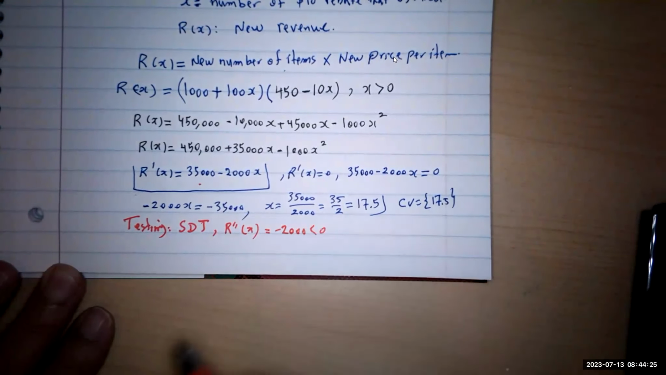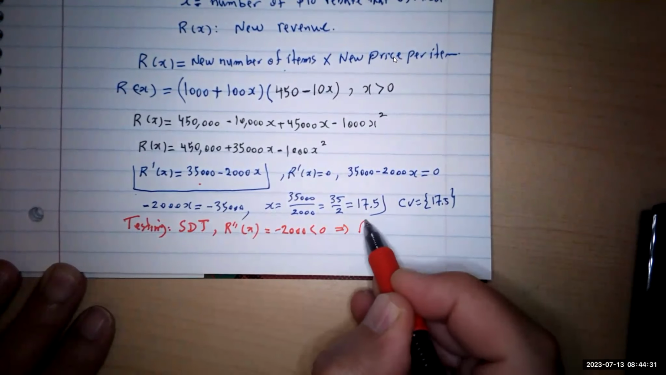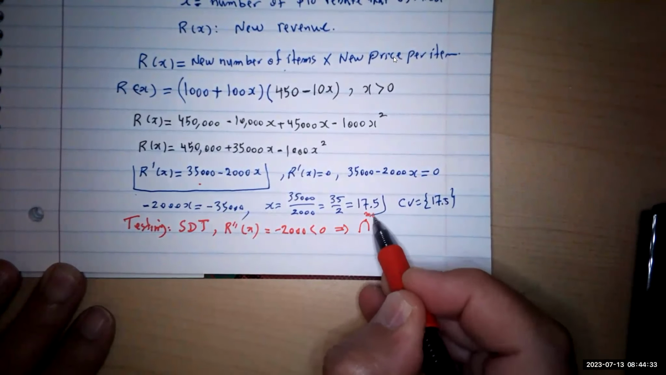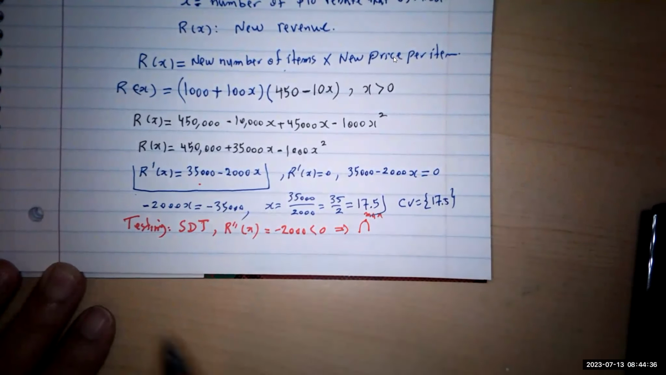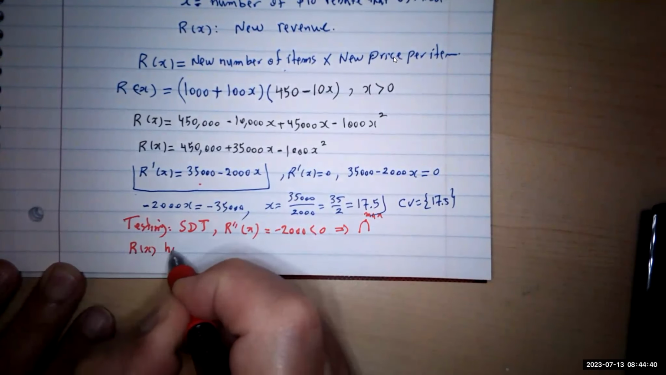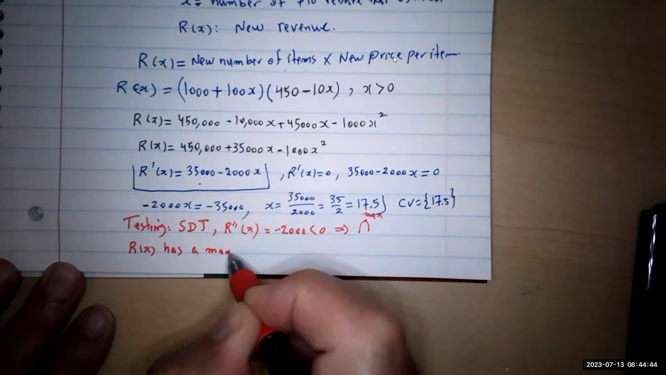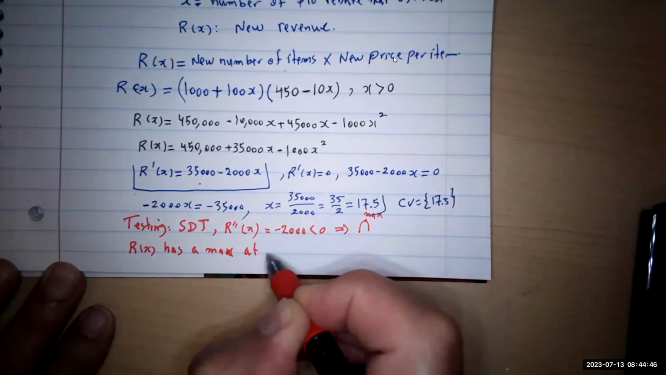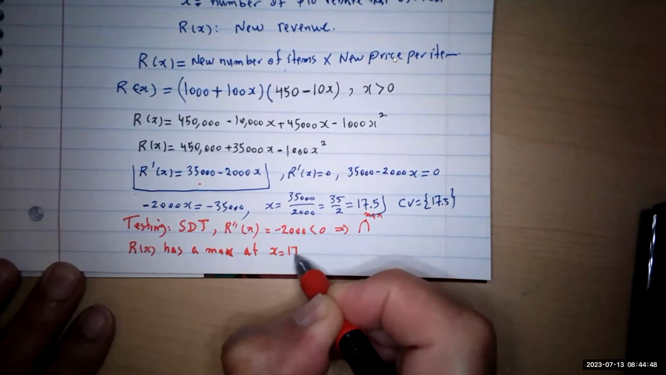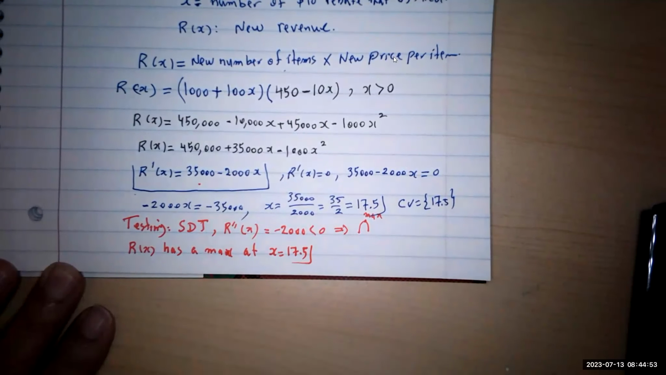But this is negative. A negative second derivative means it's concave down, and concave down gives you a maximum. So you confirm that the revenue would be maximum. R of x has a maximum at x equal to 17.5. So if you go this far, you are sure that you are going to get a maximum revenue.